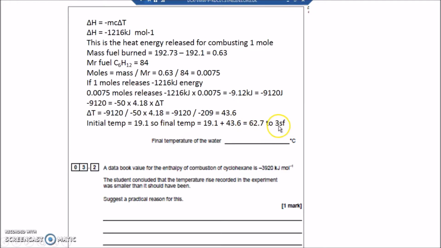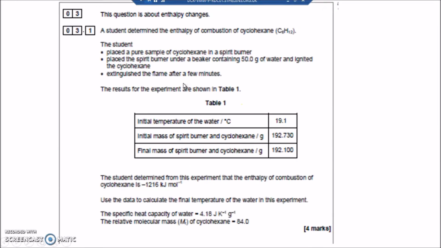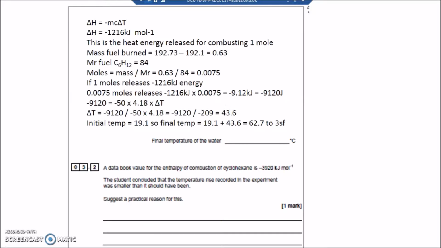I've decided to give it to 3 significant figures because in my question I've got something to 6 significant figures, but I'm always looking to find the lowest number of significant figures. 84.0 is 3, 4.18 is 3, 50.0 is 3, 1216 is 4. The masses here are to 6, the initial temperature is to 3, so I always take the lowest number of significant figures in my question, which is 3, and that's why I'm putting this to 3 significant figures.